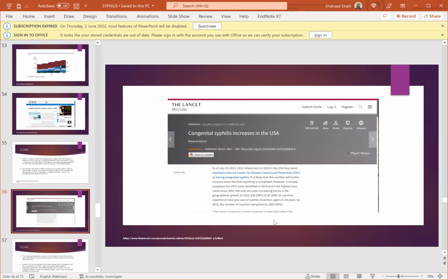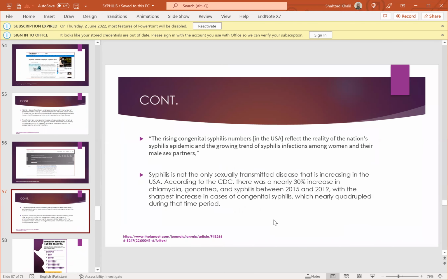Congenital syphilis increase in USA. One of the articles in The Lancet says the rising congenital syphilis number in the USA reflects the reality of the nation's syphilis epidemic and the growing trend of syphilis infection among women and their male sex partners.